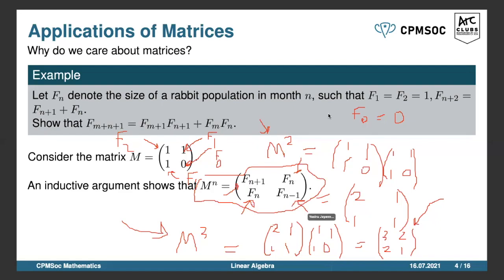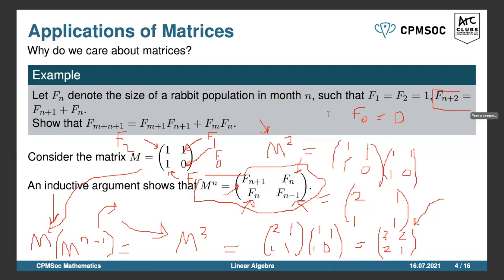And so you can have a go at trying the inductive proof yourself as an exercise. A quick outline is, if you write M to the n as M times M to the n minus 1, you can sub in M here, and using the inductive hypothesis, you can sub in M to the n minus 1 here. And then using this recurrence over here, and also using the fact that the base case works, you can prove this identity for M to the power of n.